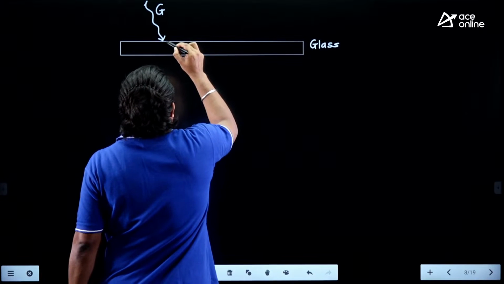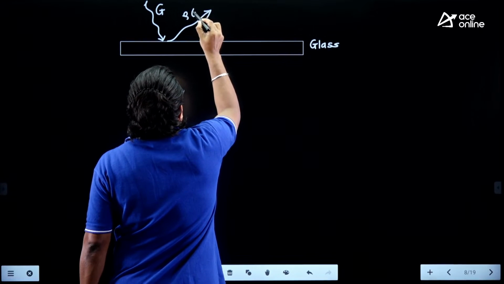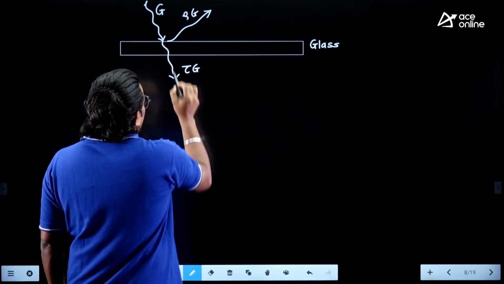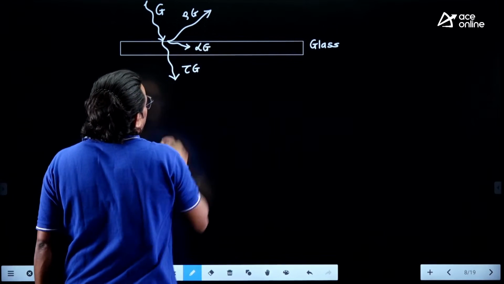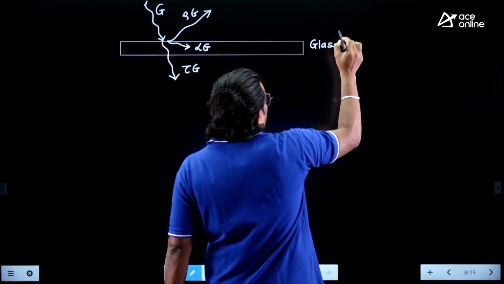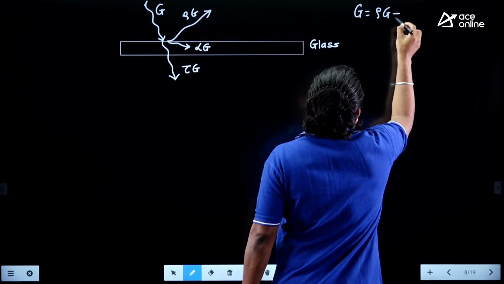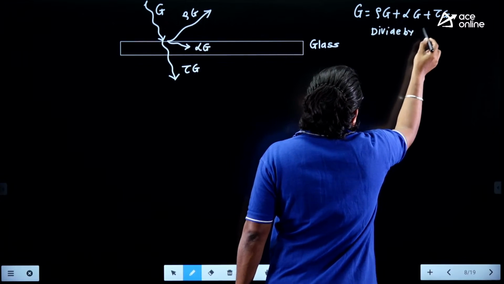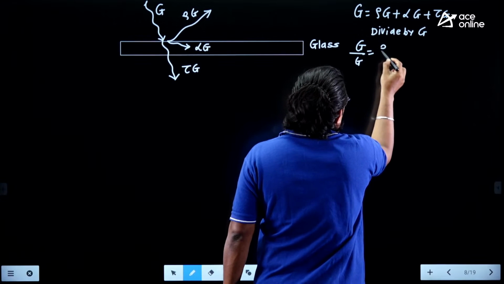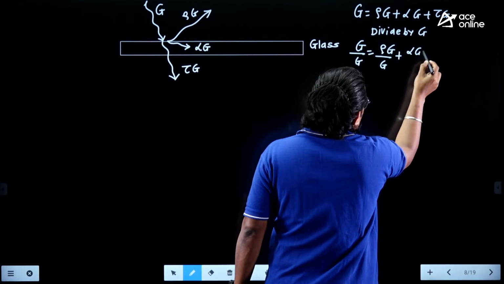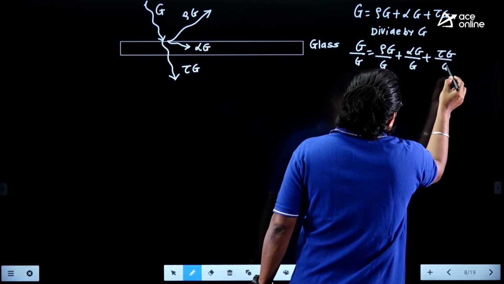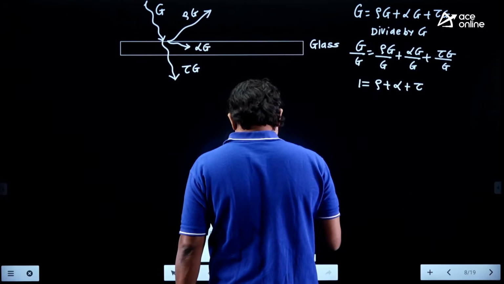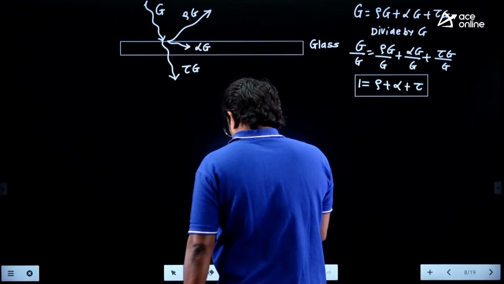Out of which what will happen? Some amount of energy will be reflected, so that is rho G, reflection. Some amount of energy will easily pass, that is transmission, that is tau G. And some amount of energy will get absorbed, so that is alpha G. So make sure G is equal to something reflected, something absorbed, plus something transmitted. If you divide by G, you will get 1 is equal to rho plus alpha plus tau.